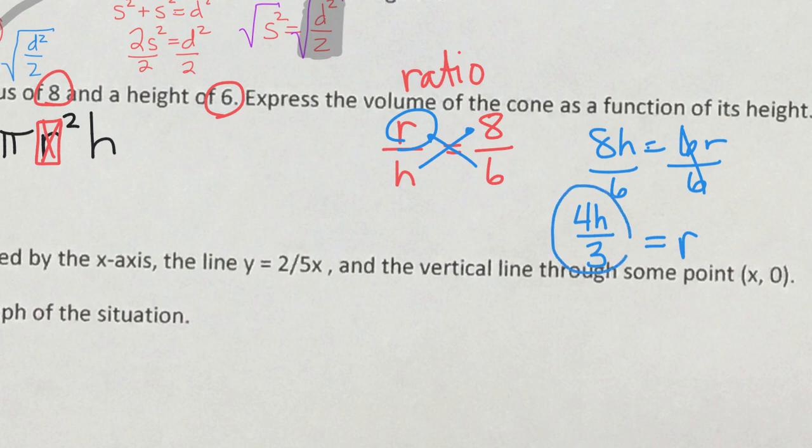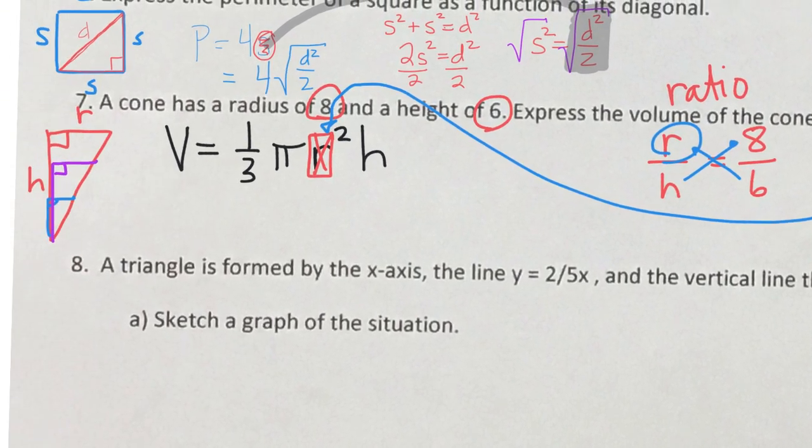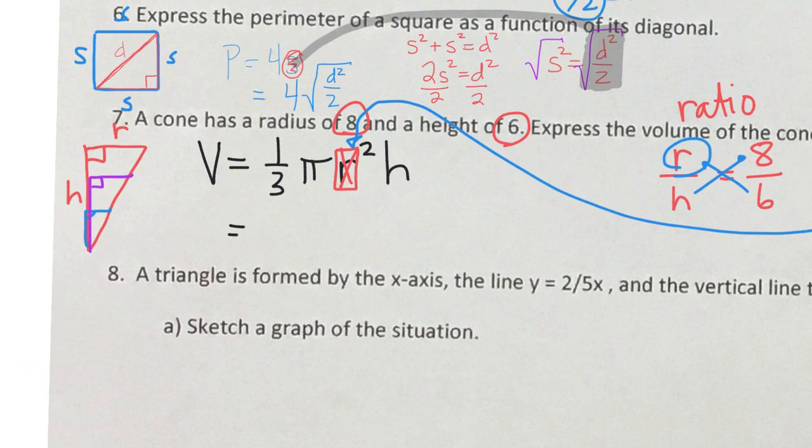Now I'm going to take my 4h over 3 and put it over here. So this is your step: we have set up our proportion, we have solved for r, and now we go back and we substitute. So 1/3 pi times this thing squared times h. And that was 4h over 3.